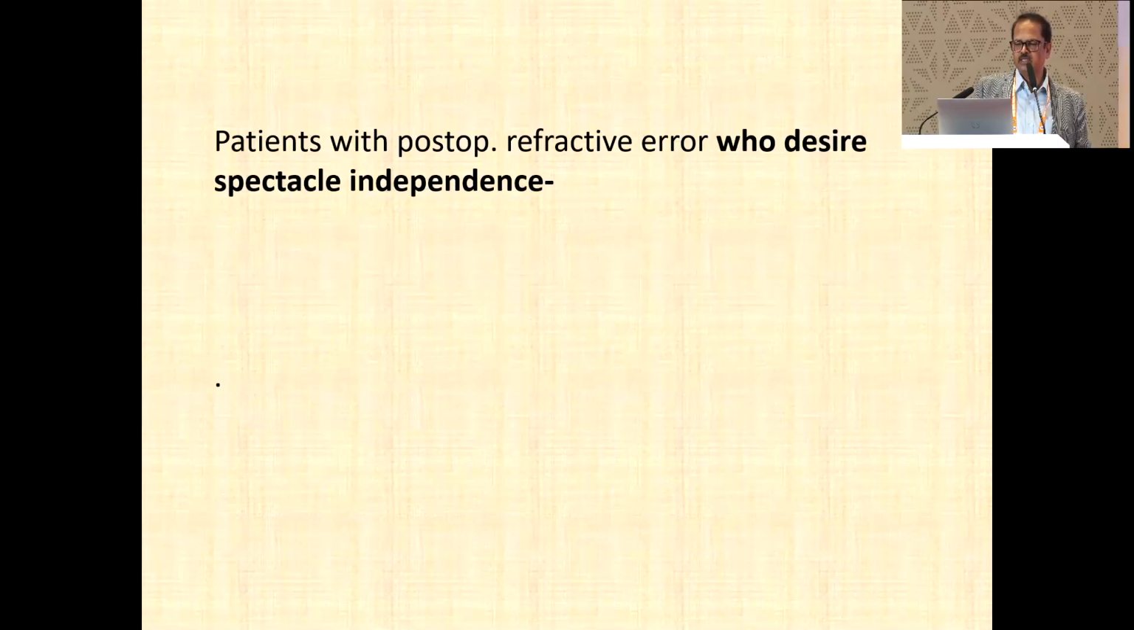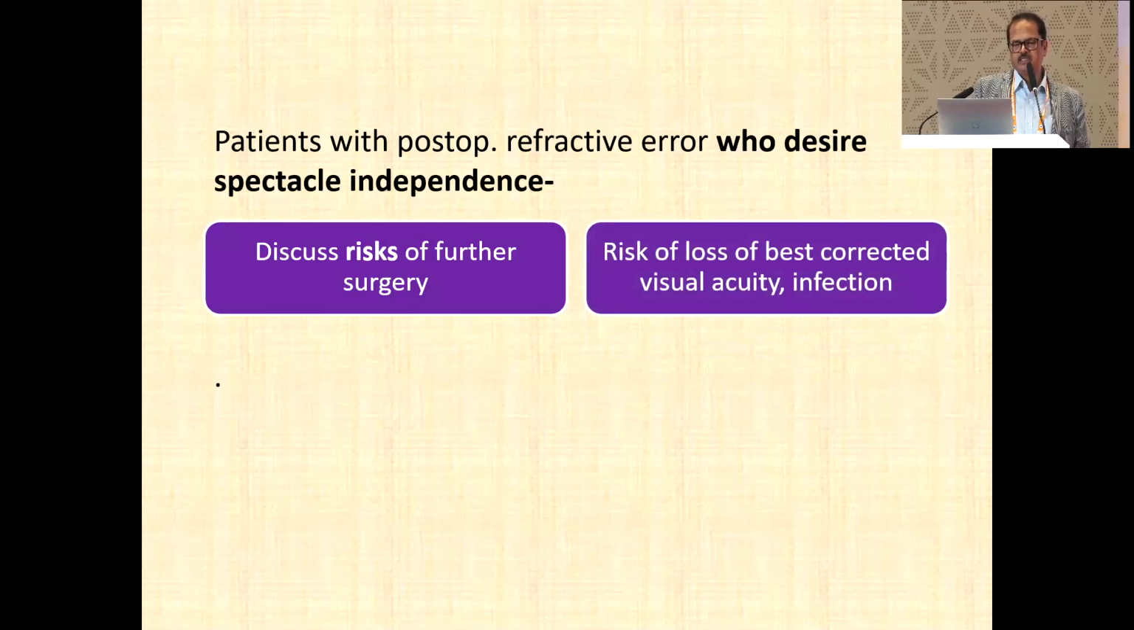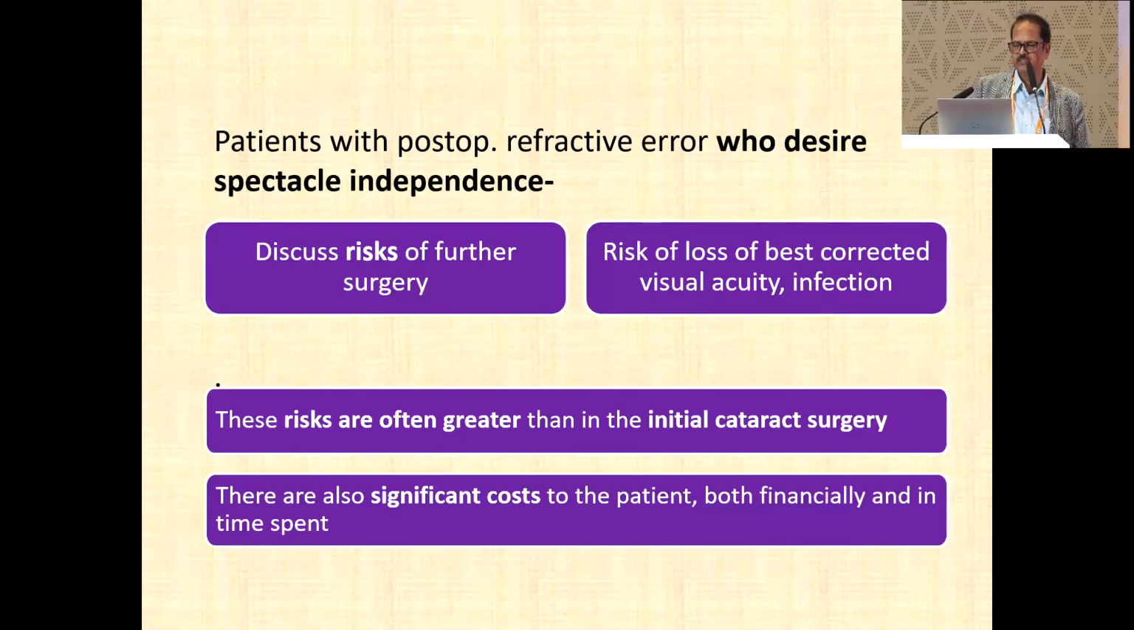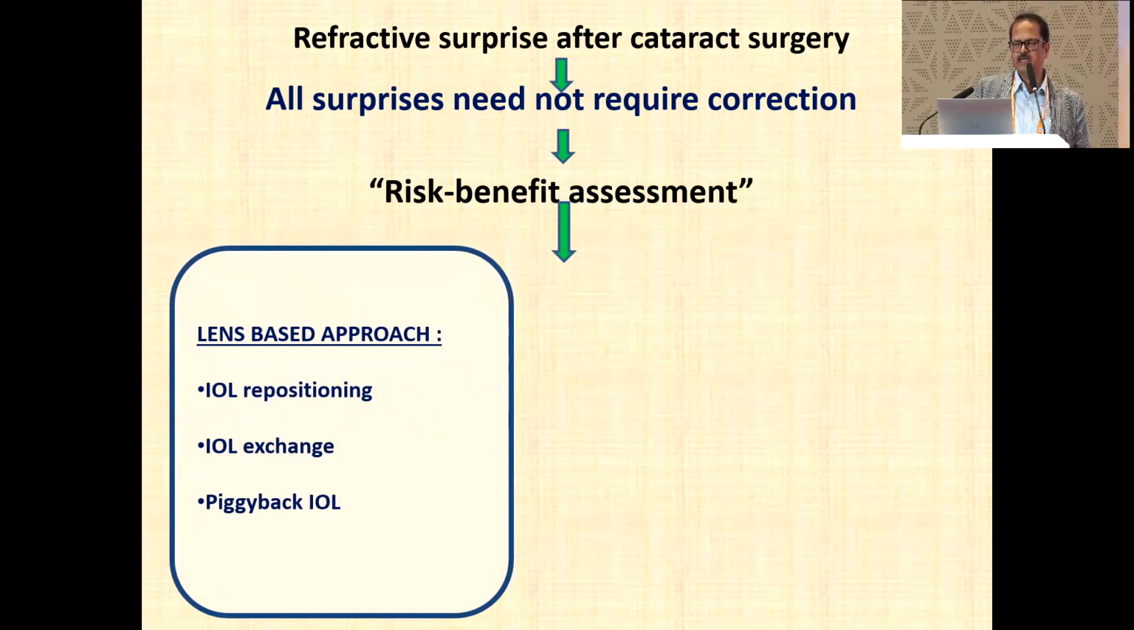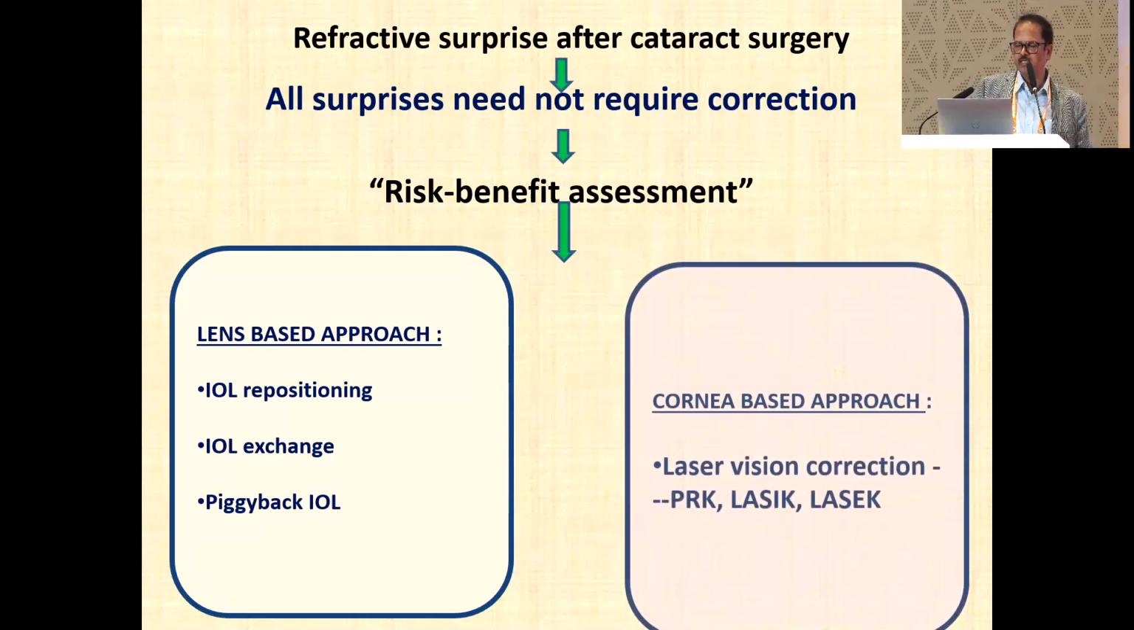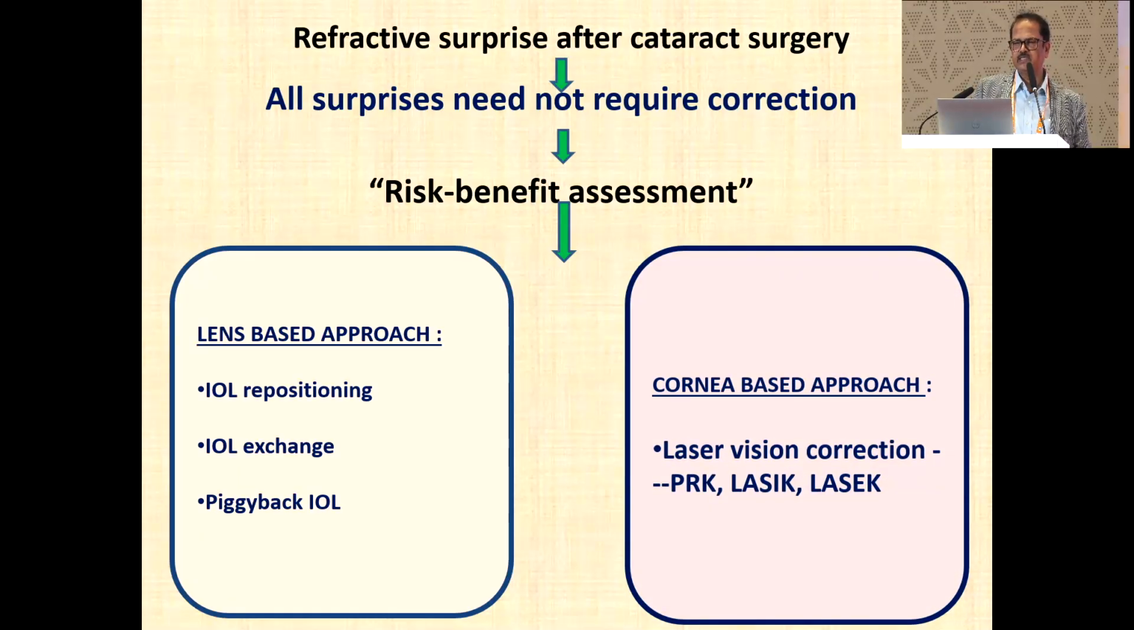how to correct it. For patients who actually desire spectacle independence, discuss with them the risk of further surgery, because sometimes there may be some chance of losing some vision, particularly the risk of infection is always there. So they have to be told about the risks, which are often greater than the primary surgery. So there could be two ways by which we can correct this surprise: the lens-based approach, like IOL repositioning, IOL exchange, piggyback IOL, and the cornea-based approach, that is the laser vision correction.